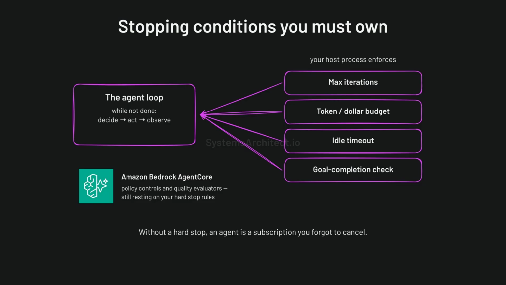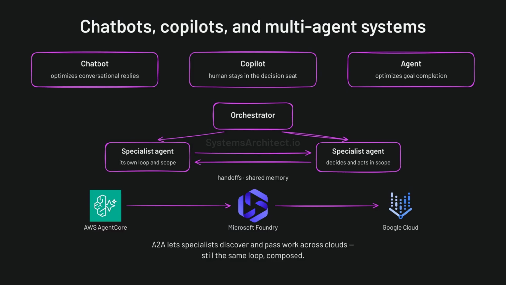Why do hard stops matter so much? Without a hard stop, an agent is a subscription you forgot to cancel. Retries and parallel tools still need a hard ceiling. A chatbot optimizes for conversational replies. An agent optimizes for goal completion through actions. A copilot keeps a human in the decision seat and uses the model as assistance.